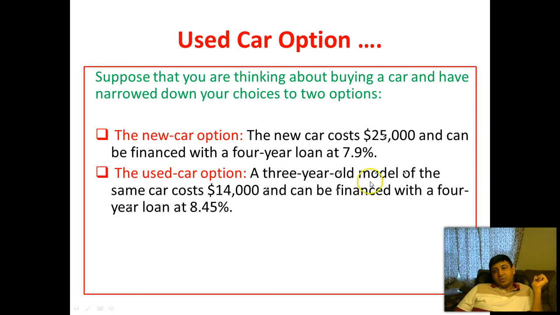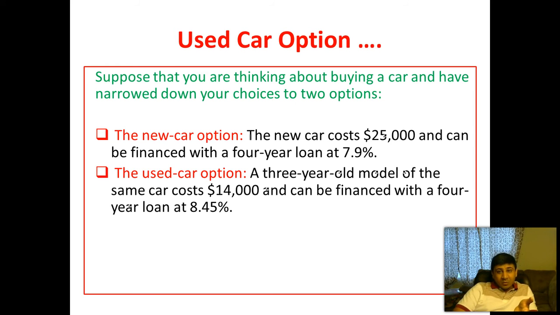Second option is a used car option. A 3-year-old model of the same car, and it costs $14,000 and can be financed with a 4-year loan at 8.45%. Which one is the better option? Which one should you go for? Again, these kinds of things change from person to person. There is no universal law.